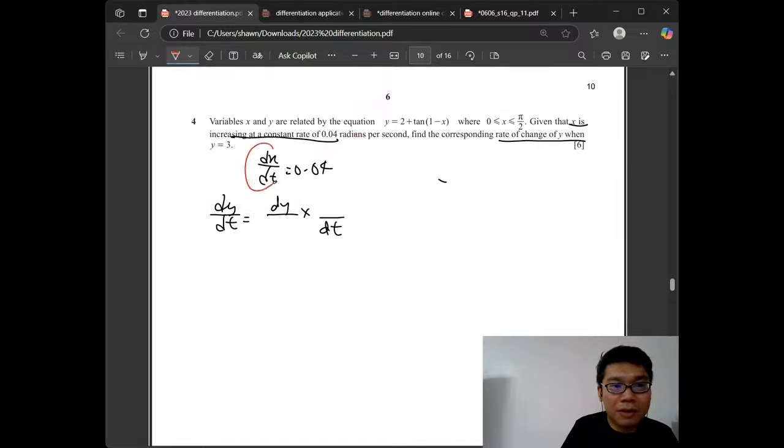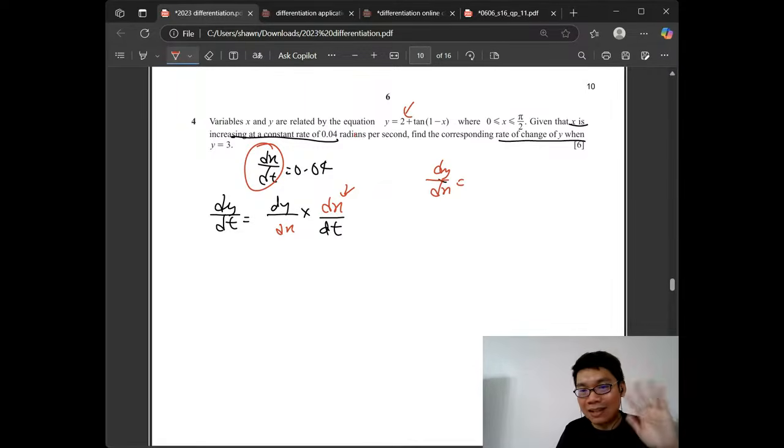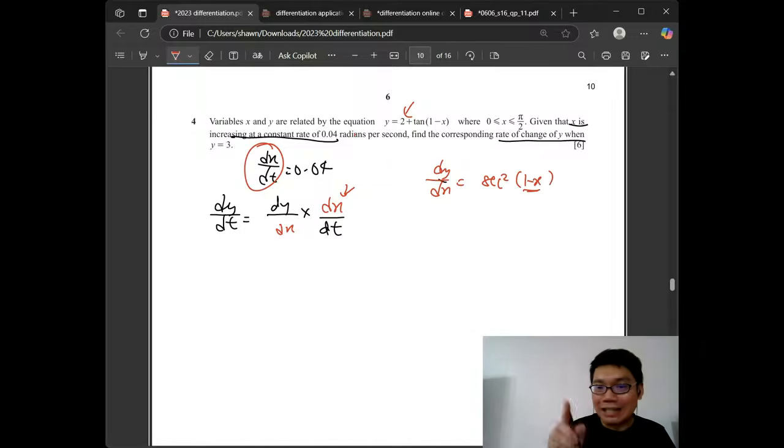And then the info given is dx/dt, so here must be dx, here must be dx. The info is already there, so I must find my dy/dx. 2, no x, so bye-bye, disappears already. Tangent becomes secant squared. Again, we differentiate 1 minus x, which is -1. Remember, it's -1. Okay. Then we key in the calculator.